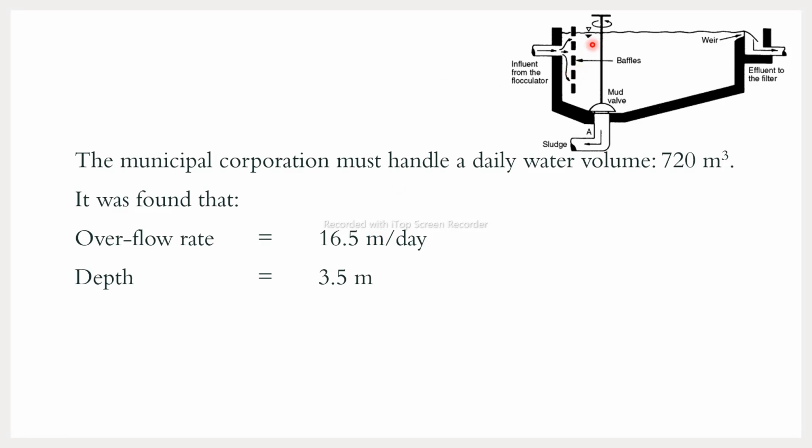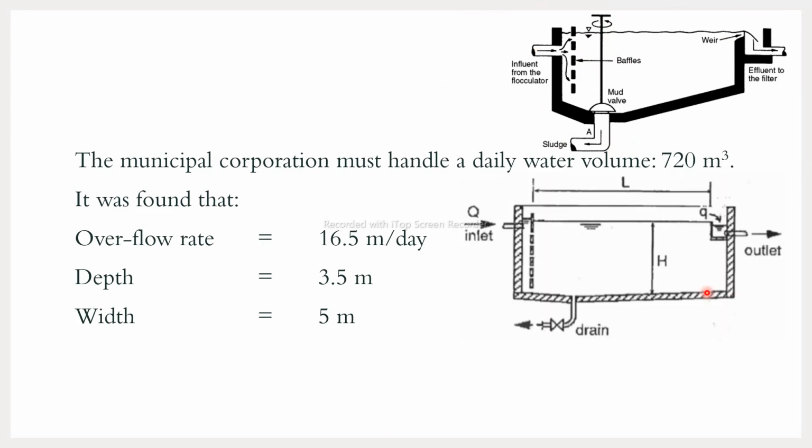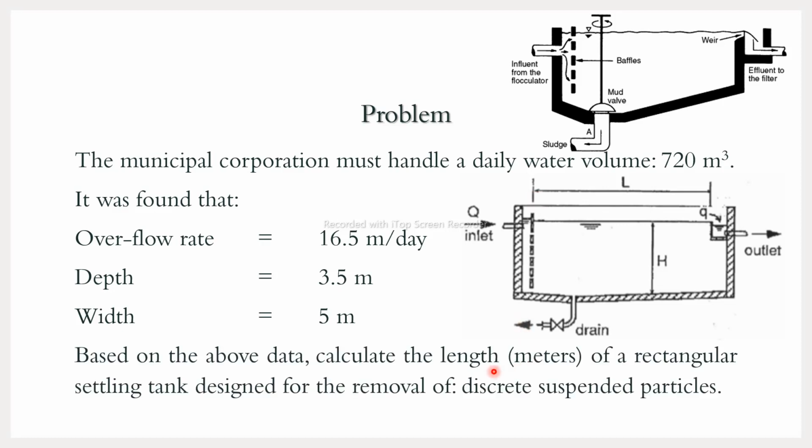Depth of the tank is given as 3.5 meter. Width, if you consider this as a settling tank, will be in the perpendicular direction of the paper. If h is the depth, this is the flow rate, and the problem is, based on the above data, you have to calculate the length, that is L, of a rectangular settling tank designed for the removal of discrete suspended particles.